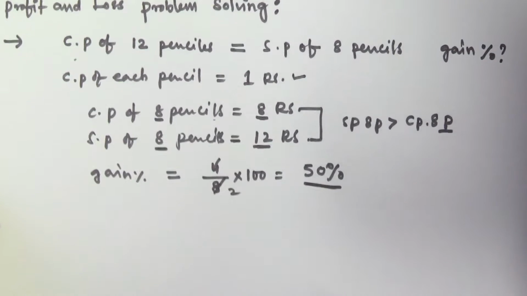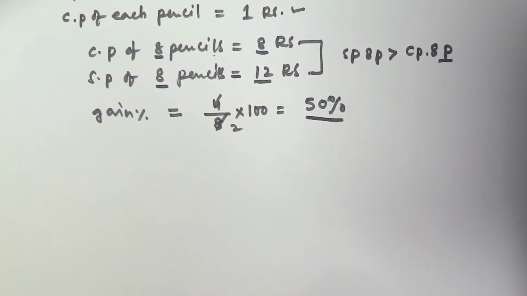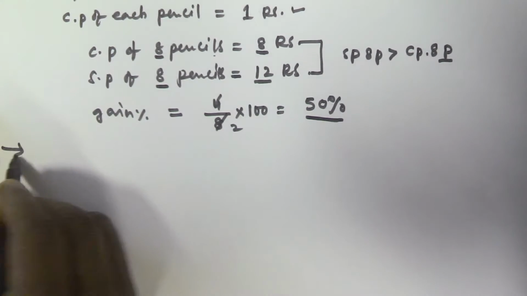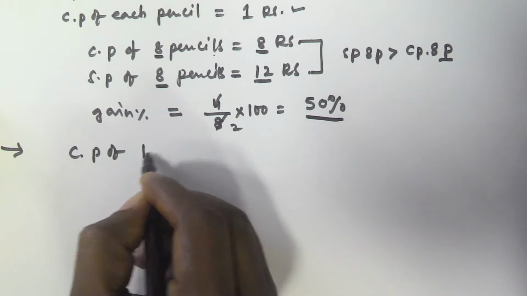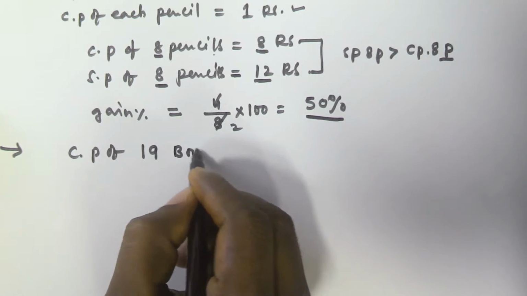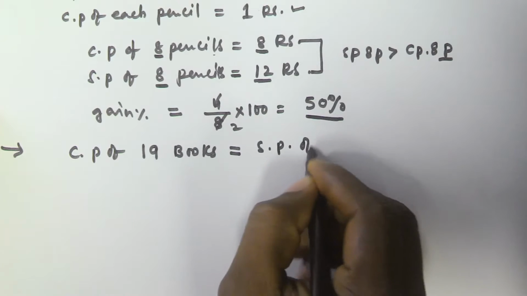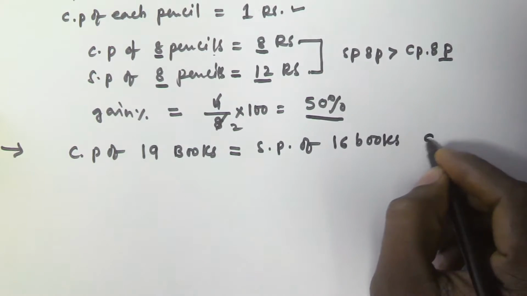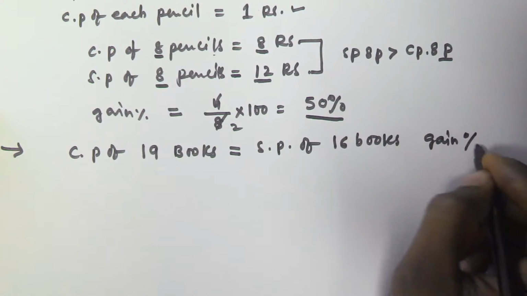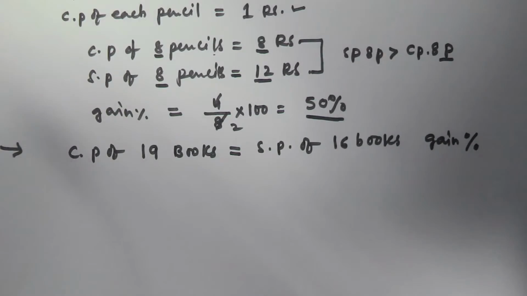So I hope you got this one. We will see another example, the same as this question. For example, the cost price of 19 books is equivalent to the selling price of 16 books. We have to find the gain percentage.